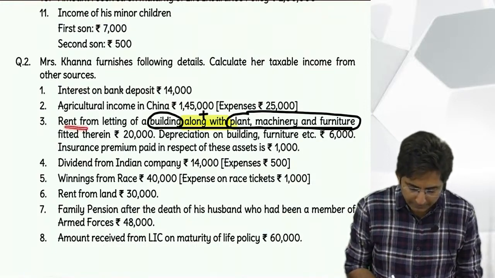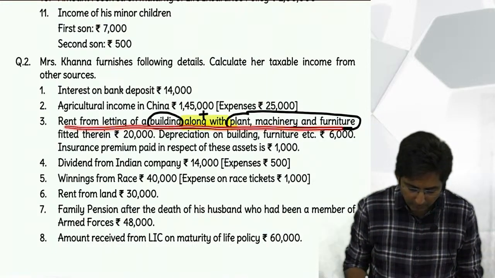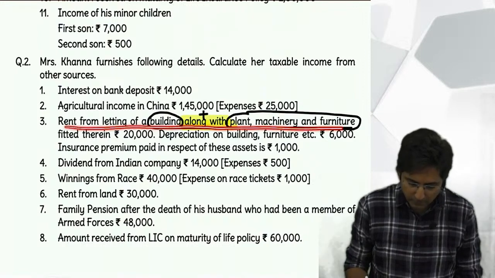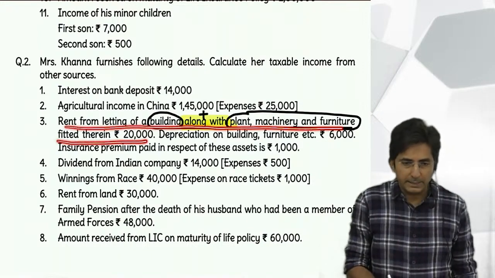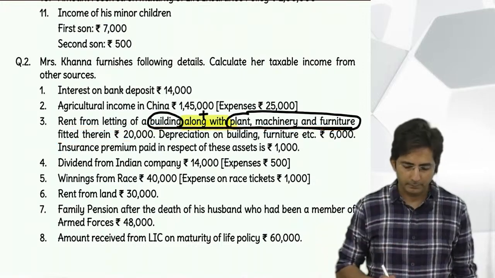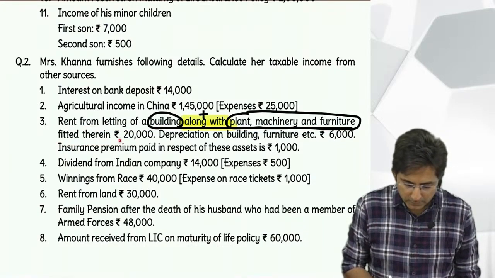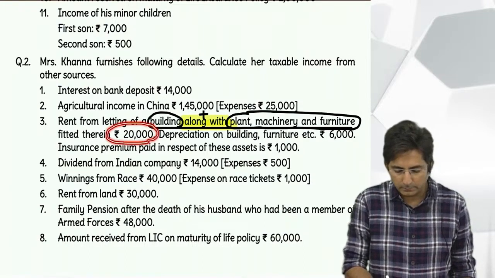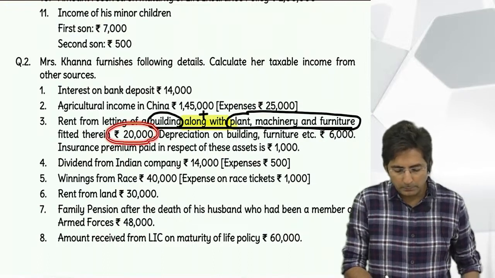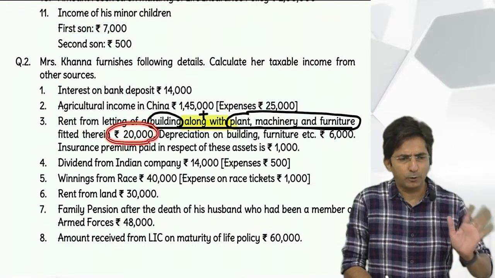So, rent from letting of building, plant and machinery, furniture fitted therein. Fitted therein means furniture, plant and machinery, everything is fitted inside the building. And the rent is how much? 20,000. Always check, is it per month or not given as per month? Not given as per month means it is per annum only. It is for the whole year.